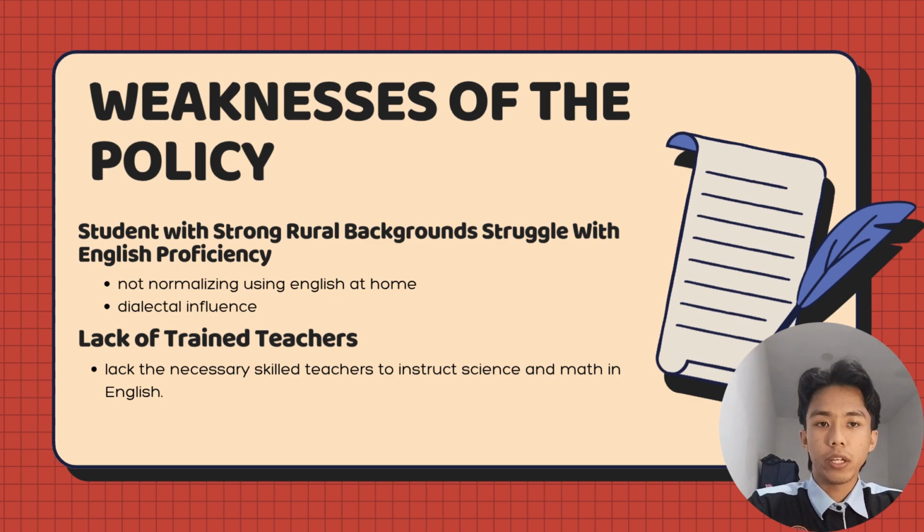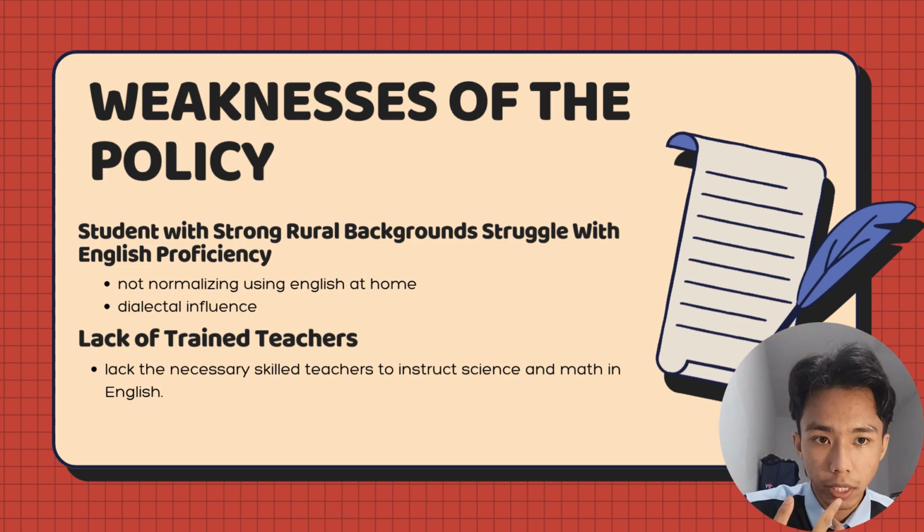Because of that, when the students are suddenly expected to learn complex subjects like science and math in English, they face a real challenge. Their English vocabulary is limited, they struggle to understand the lessons, and this affects their overall academic performance. Some schools try to solve this by grouping students based on their English proficiency, but that only helps a little, especially if the whole school has low exposure to English in general.